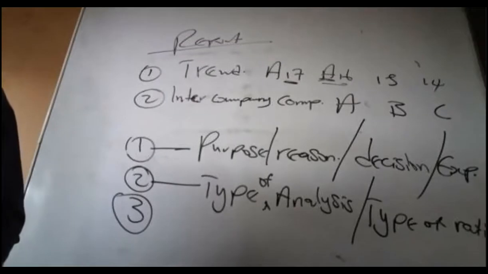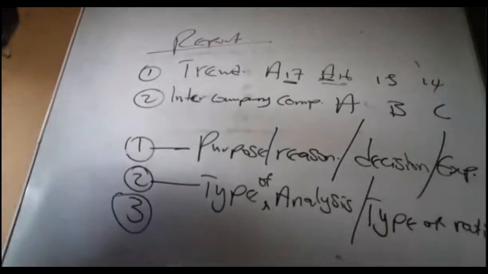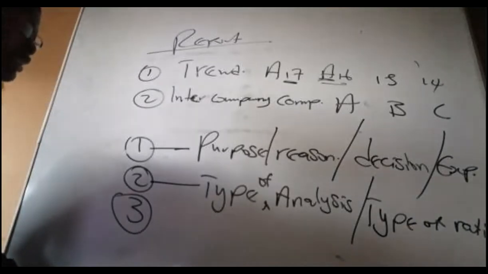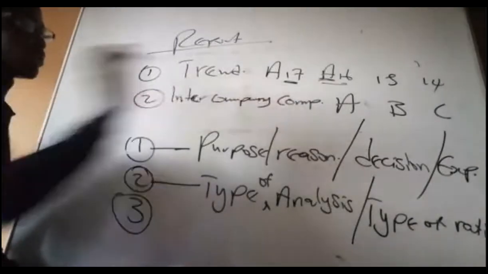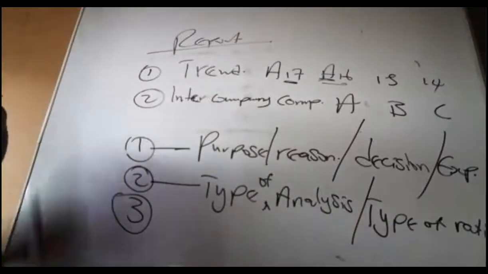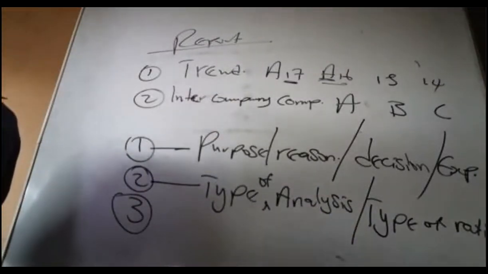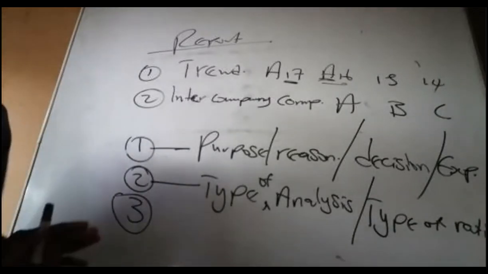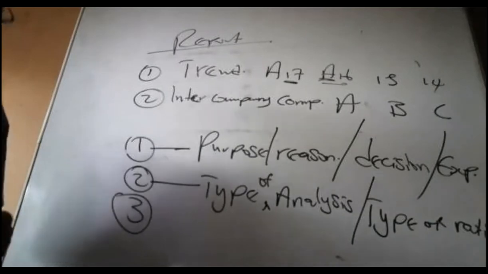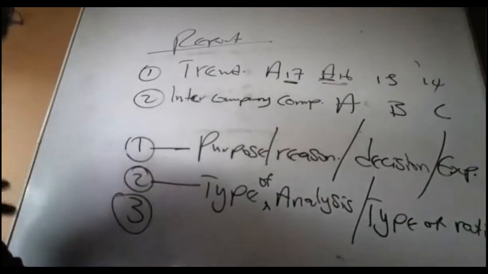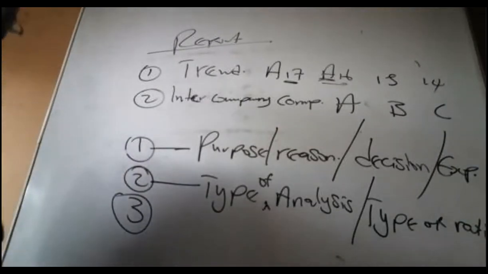So you tell the examiner that this report will be based on trend analysis, I'm done, or this report will be based on intercompany comparison, I'm done. It will be one. Definitely your question will always be one: either trend or intercompany comparison. Sometimes they'll give you the industry average, so trend analysis, then get out the sector averages.